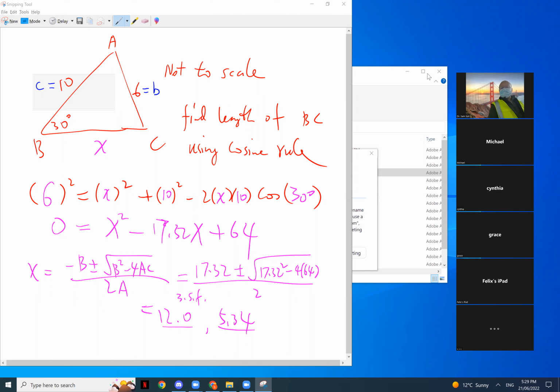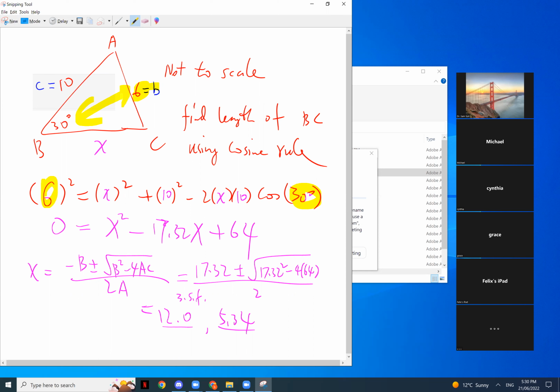Any question? The key idea for cosine rule: these two opposite. Why is this question harder than normal one? Because this one we converted into quadratic equation. That's why it's a bit harder, okay?